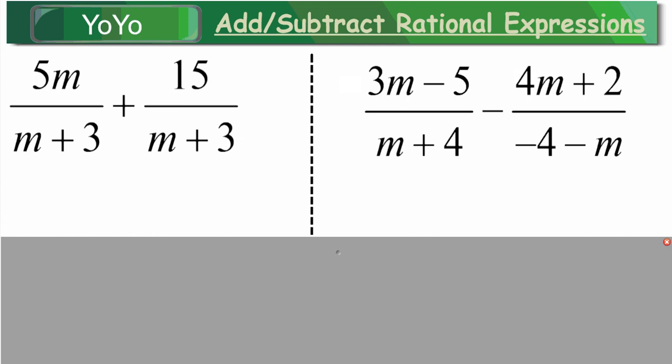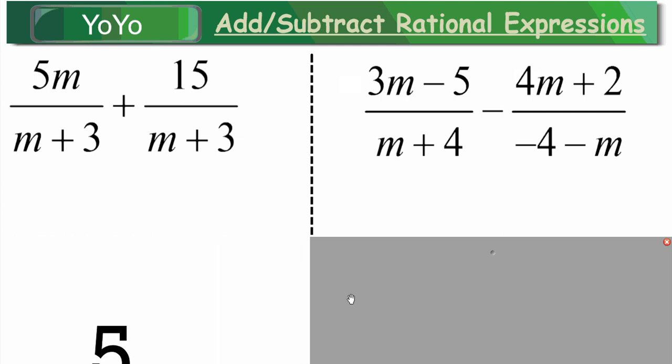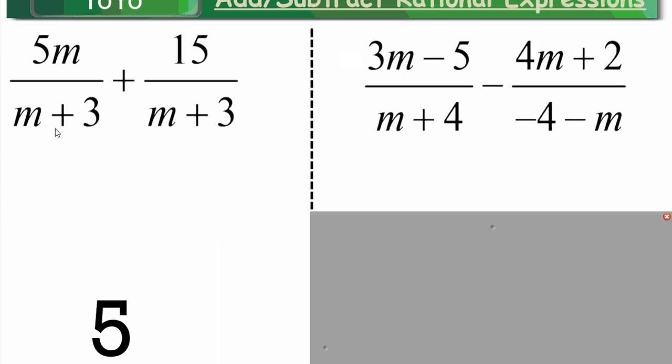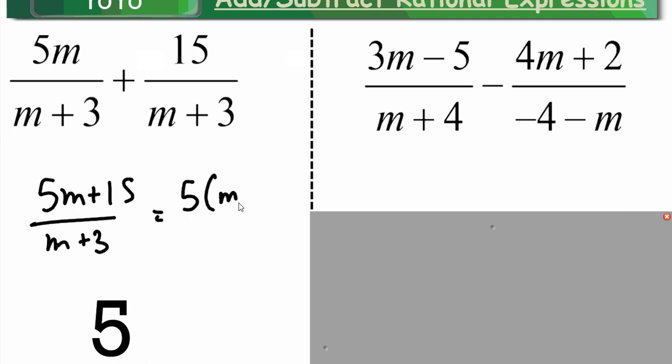So here we go. The first one, your answer should just be the number 5. How do you do it? Common denominator up top, just add the tops. You get 5m plus 15 over m plus 3. The top can be simplified with greatest common factor factoring, and you'll realize you have a common factor of m plus 3 on top and bottom. Voila, you're left with 5.